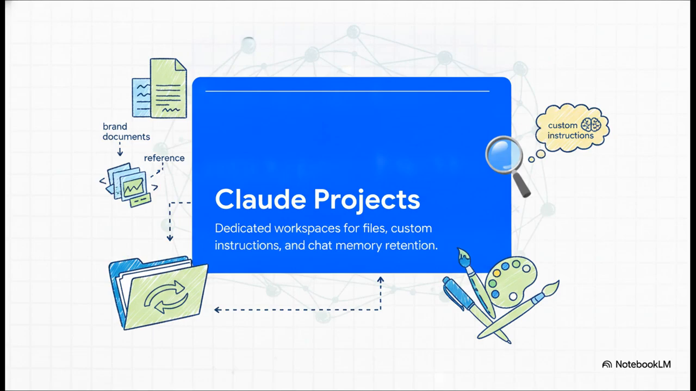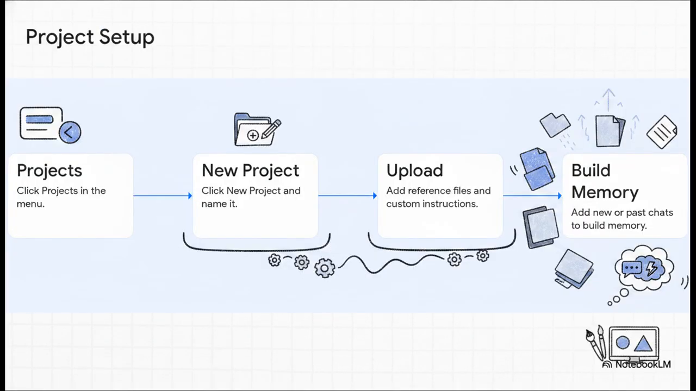Pro tip number 2 involves a really neat feature called Claude Projects. A project is basically a dedicated workspace inside of Claude. Think of it like a highly intelligent folder. Inside this folder, you can upload specific brand documents or reference files, set custom instructions, and, most importantly, it retains chat memory. This means you aren't having to re-explain your brand identity, your target audience, or your aesthetic to Claude every single time you open a new chat. It just remembers. Setting up a project empowers you with absolute creative consistency.